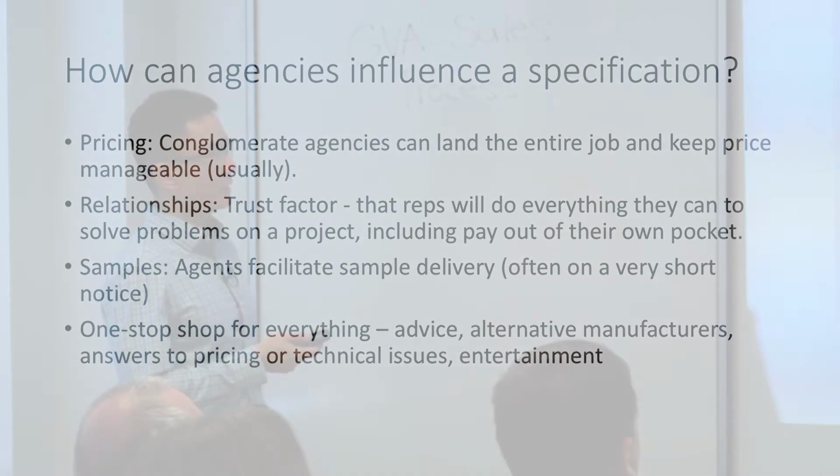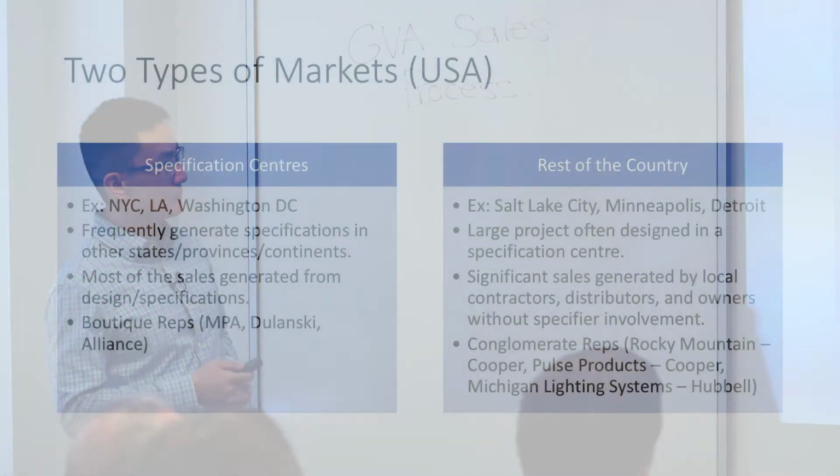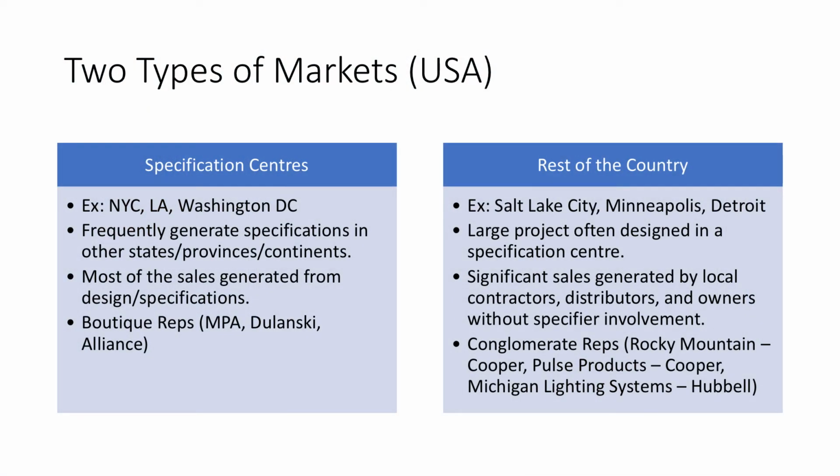So we have two types of markets in the USA, very similar in Canada as well. There are specification centers, places like New York City or Los Angeles or Washington, D.C., where there's a high concentration of lighting designers. So these are spec centers, and a lot of our samples actually go there. One of the notables about these specification centers is that frequently they generate specifications out of territory. So a job that's in Washington, D.C. can end up being in Toronto, for example.